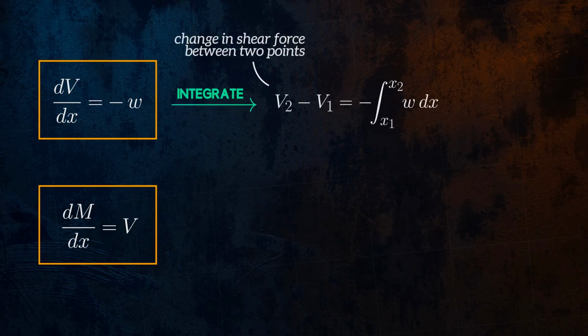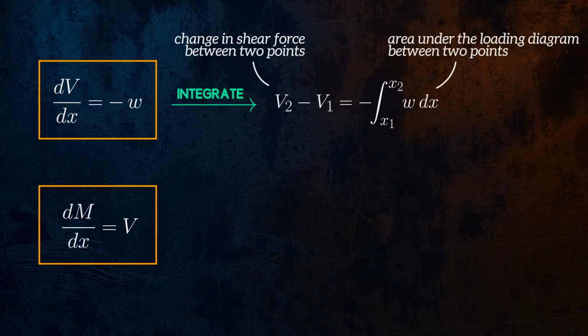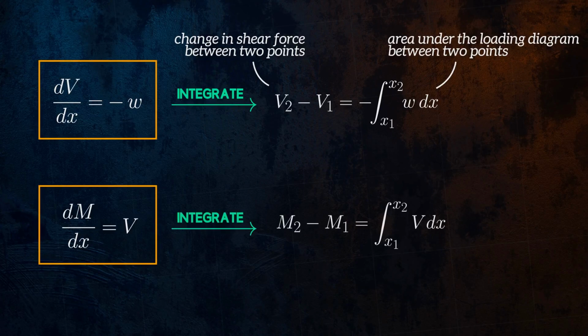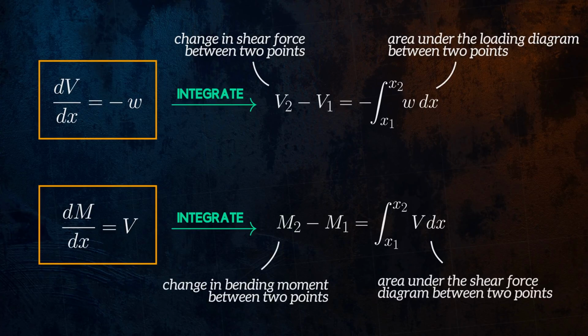If we integrate the first equation, we can show that the change in shear force between 2 points is equal to the area under the loading diagram between those 2 points. And if we integrate the second equation, we can show that the change in bending moment between 2 points is equal to the area under the shear force curve. This is really useful information we can use to help construct or sense check our shear force and bending moment diagrams. Let's take a look at an example.